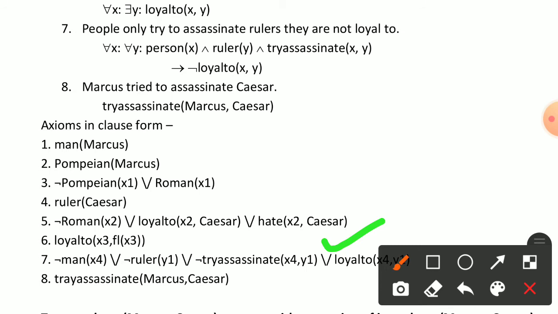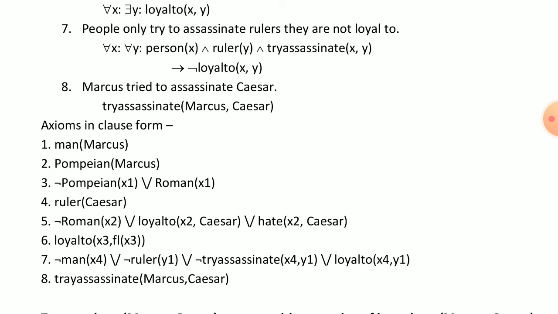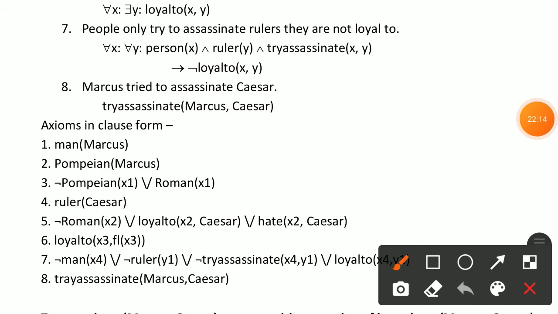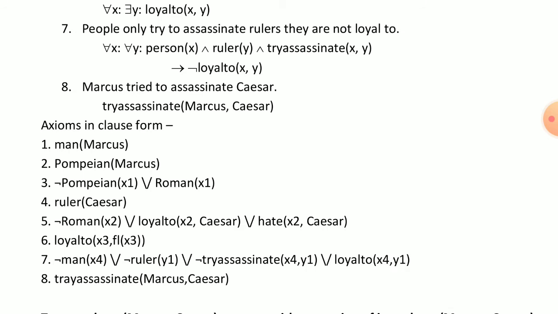Now the last sentence, sentence number 8, Marcus tried to assassinate Caesar. So we can convert this sentence into clause form. So we can write try assassinate Marcus comma Caesar. Okay, so these all 8 are axioms in clause form. We can take 8 different sentences and then convert all these sentences into clause form.